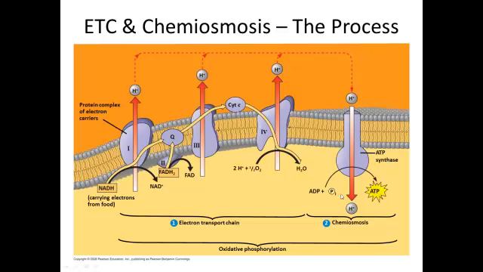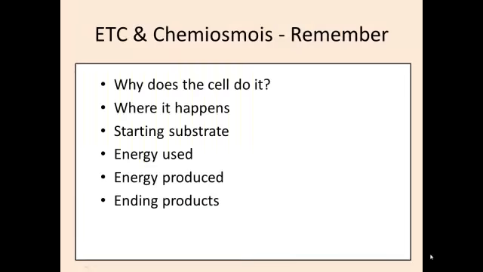This buildup of proton force on the other side of the membrane, which powers ATP synthase, is called chemiosmosis. Once again, I want you to know the why, the where, the starting substrates, the energy used, the energy produced, and the ending products.